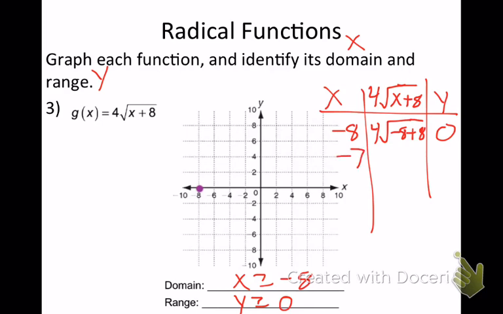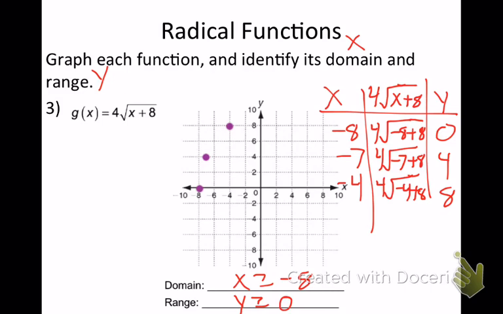Now, after -8, what is the next best number to pick? -7. Why -7? Because watch, we do 4 square root of -7 plus 8. -7 plus 8 is 1. Square root of 1 is? 1 times 4 is? 4. I get -7, 4. After -7, my next best number would be -4. So I have 4 square root of -4 plus 8. Well, what's -4 plus 8? 4. Square root of 4 is? 2 times 4 is? 8. I get -4, 8.